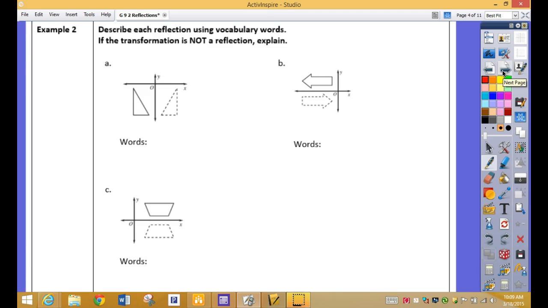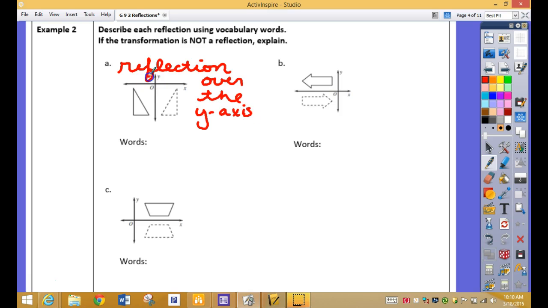Describe each reflection using vocab words. If the transformation is not a reflection, explain. Is A a reflection? Yes. It is a reflection of a triangle, a reflection over the y-axis. This is the line of reflection right here, the y-axis.